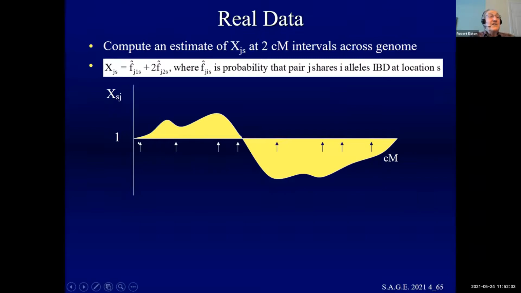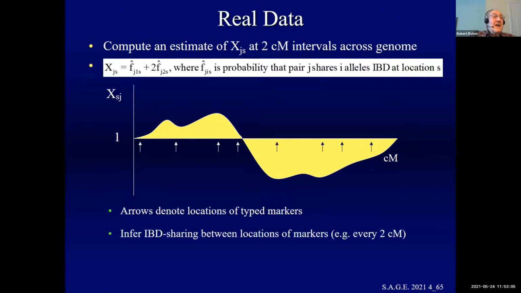Now, these are where you maybe have data, but what you're looking at maybe every couple of centimorgan intervals, and if they're close enough, you really have a continuous distribution. So this is where the tight markers are, the location of the tight markers, but because you're doing multi-point, you basically have a smooth curve. And you infer the IBD sharing at locations of markers, for example, every 2 centimorgans. And then you have this curve here.